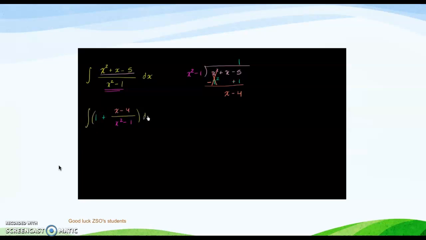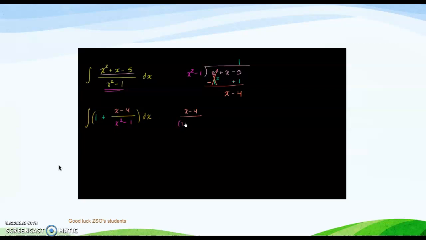Now we can take out another tool in our algebraic toolkit. We will do partial fraction expansion, which is essentially writing this as the sum of two rational expressions that have a lower degree in the denominator. So what do I mean by that? This term, (x minus 4) over (x squared minus 1), we can rewrite by factoring the denominator. x squared minus 1 is (x plus 1) times (x minus 1).